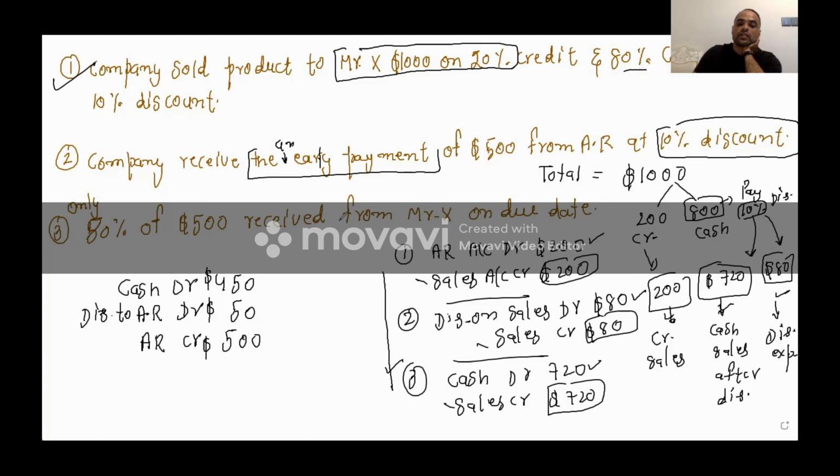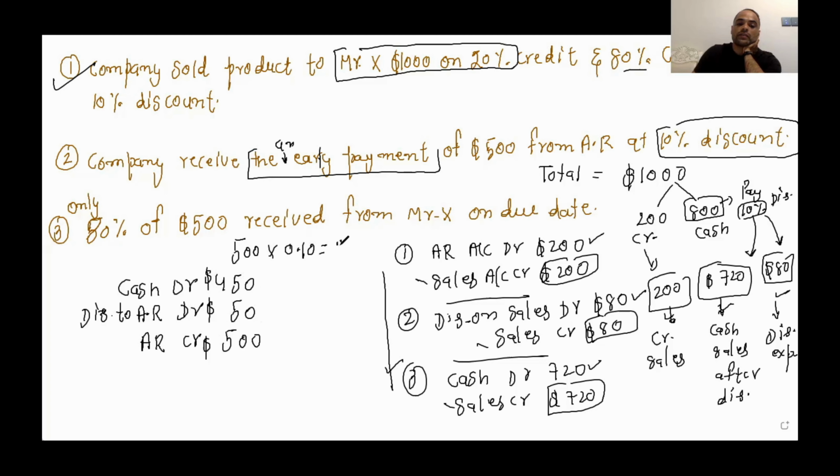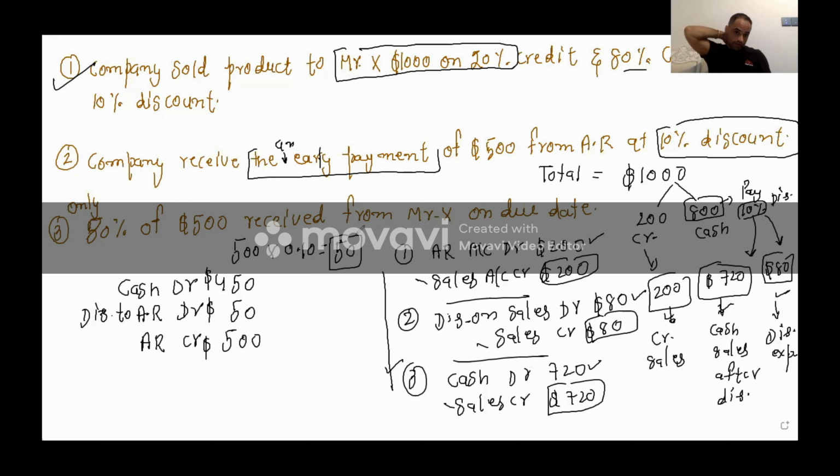Because we receive, total was 500, right, with 10% discounts. So after discounts we receive 450, right? 50 is discounts. So after discounts, we got 450. That's your number 2.